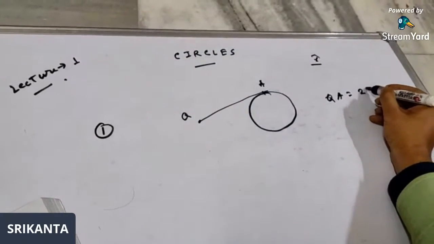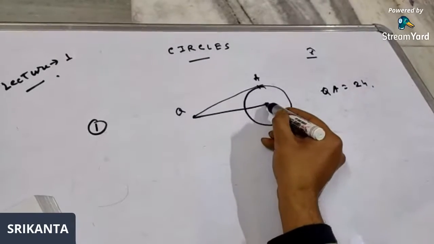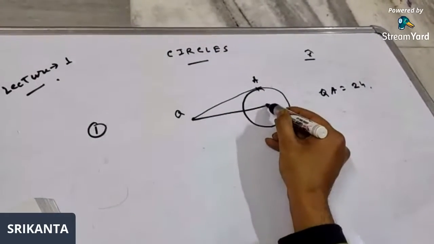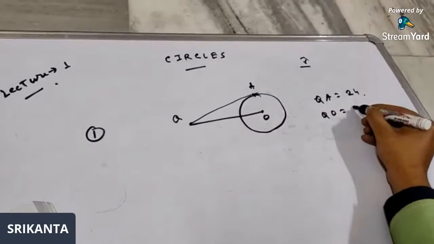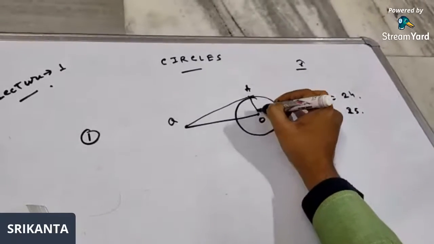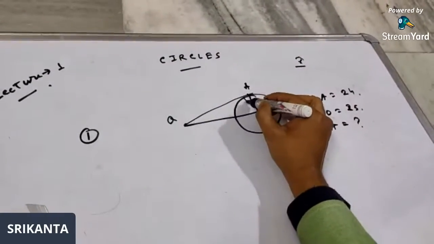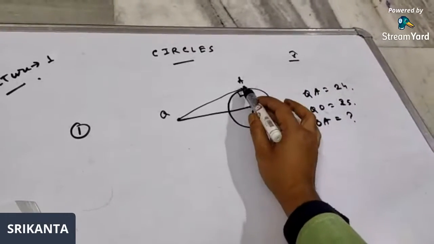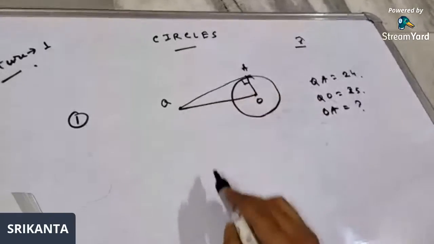QA will be 24, and the distance of the center Q from the center is 25. So if this is O, then QO is 25. What is the radius? Here the radius becomes OA. We know that this is 90 degrees, so this is perpendicular, this is base. Clear? This is perpendicular, this is base.